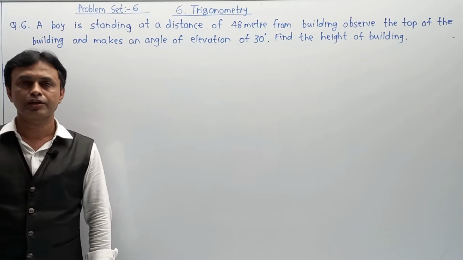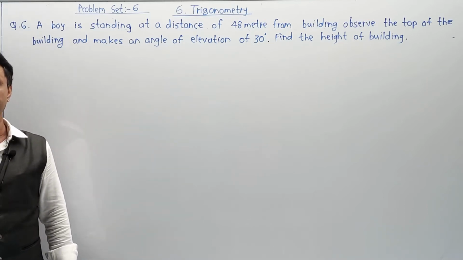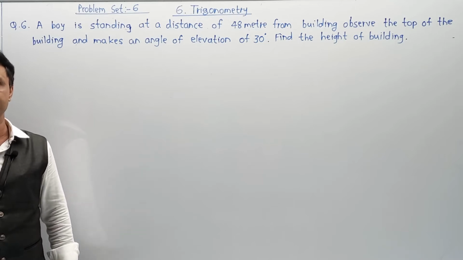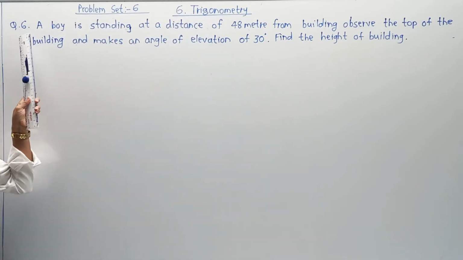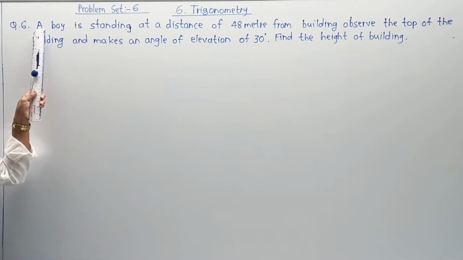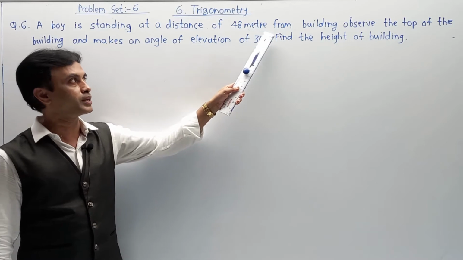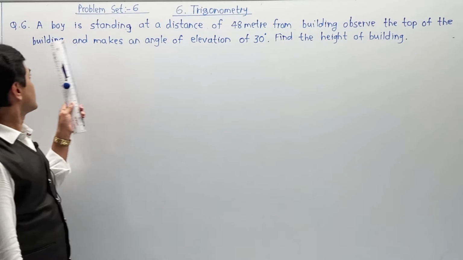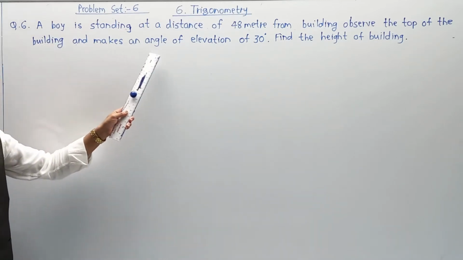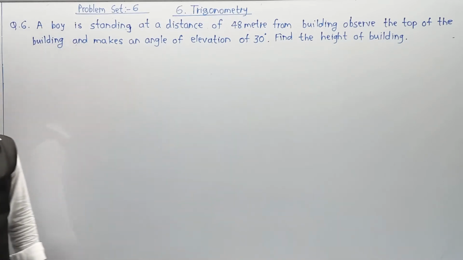Hello friends, continuing with the numericals. We have already solved all the numericals in the problem set, and we are coming to the last stage of the theoretical numericals of your problem set 6. Among them, in trigonometric ratio problem set 6, question number 6 is: a boy is standing at a distance of 48 meters from a building. He observes the top of the building and makes an angle of elevation of 30 degrees. Find the height of the building.